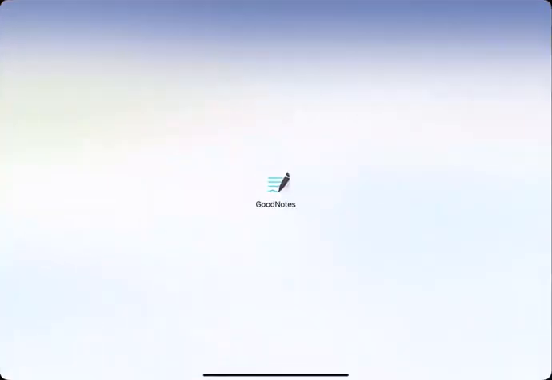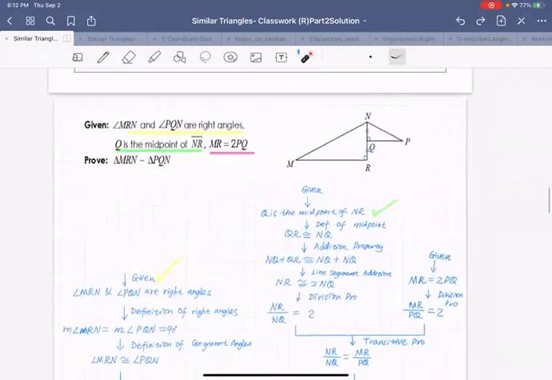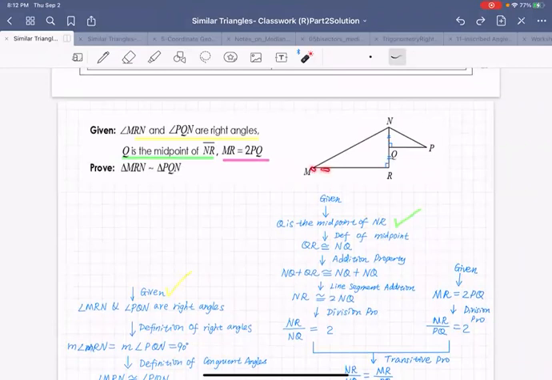So we can prove these two triangles are similar by saying this over this equals this over this, equals 2. That satisfies your S and S. This angle, this angle. So that's why you choose SAS. Does this make sense for everyone now?